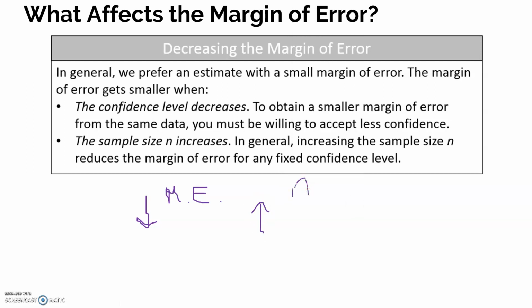So we can increase n and we can decrease margin of error. This is more of an inverse relationship, so you can think of it this way too. If your n, or your sample size, is low, you're going to have a higher margin of error. Those are two things that can definitely affect the margin of error.